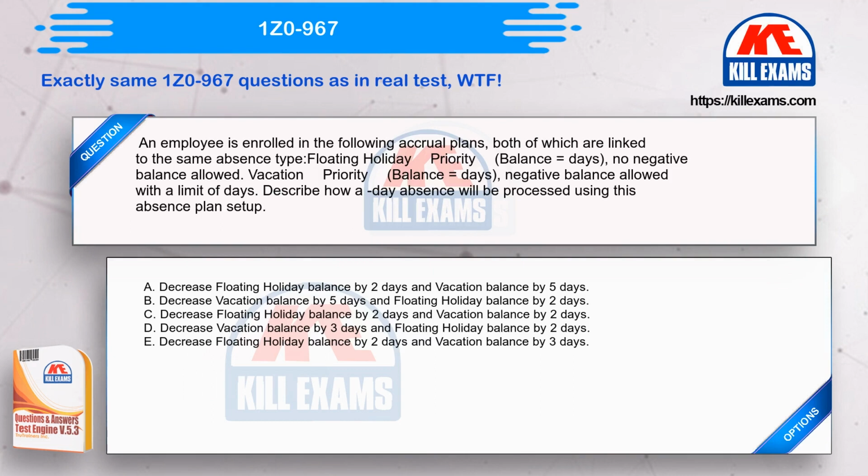Option A. Decrease floating holiday balance by 2 days and vacation balance by 5 days. Option B. Decrease vacation balance by 5 days and floating holiday balance by 2 days. Option C. Decrease floating holiday balance by 2 days and vacation balance by 2 days. Option D. Decrease vacation balance by 3 days and floating holiday balance by 2 days. Option E. Decrease floating holiday balance by 2 days and vacation balance by 3 days.